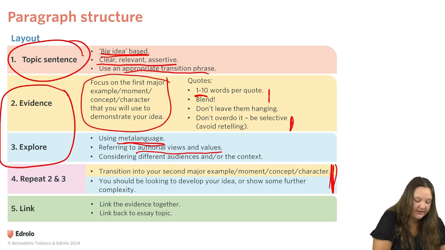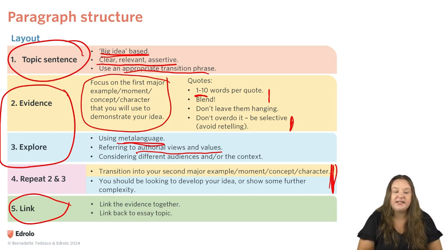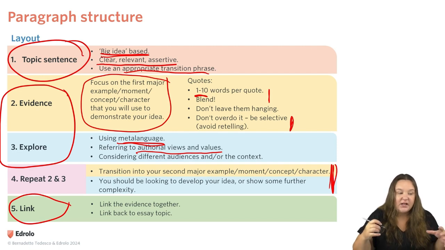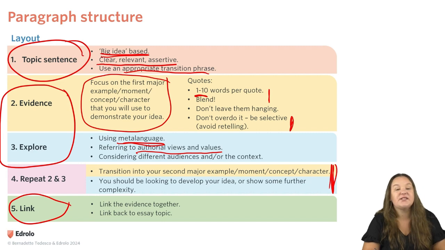And then the final step is what is sometimes known as a linking sentence. It's basically a summative sentence at the end of your body paragraph that links all of that evidence together and brings it back to the essay topic. A linking sentence really helps you to stay on topic and helps your reader understand how all of this evidence relates to each other, relates to your big idea, and relates to the essay topic. So a linking sentence just helps bring it all together.